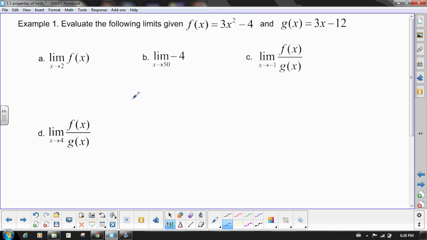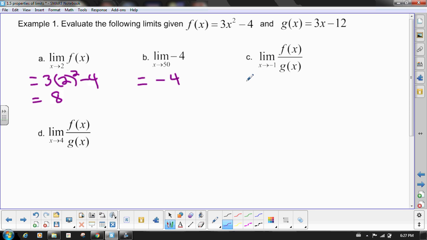These examples are a little bit more basic. We're given two functions, f of x and g of x, and we're being asked to evaluate a variety of limits. In this first one, the limit as x approaches 2 of f of x, I'm going to substitute 2 into that function, and I end up with 8. So nothing crazy going on here, just substituting into our function and evaluating. And you'll notice I didn't write the limit because I substituted in. In B, as x approaches 50 of -4, the value will be -4.